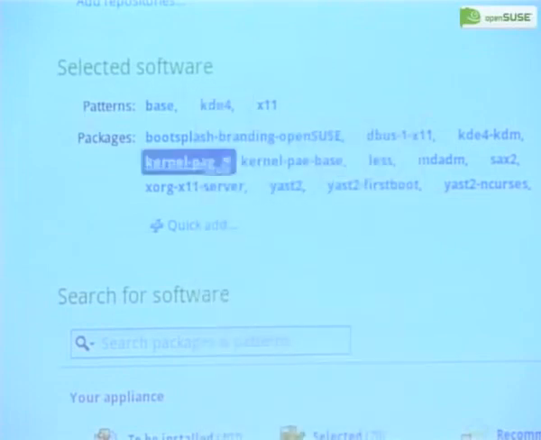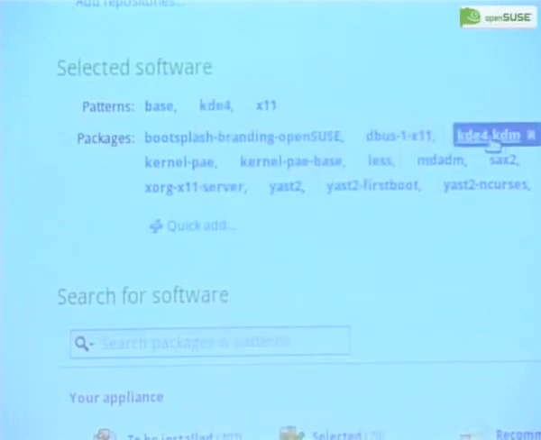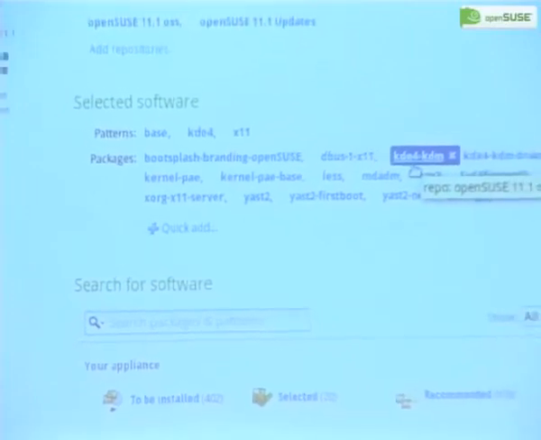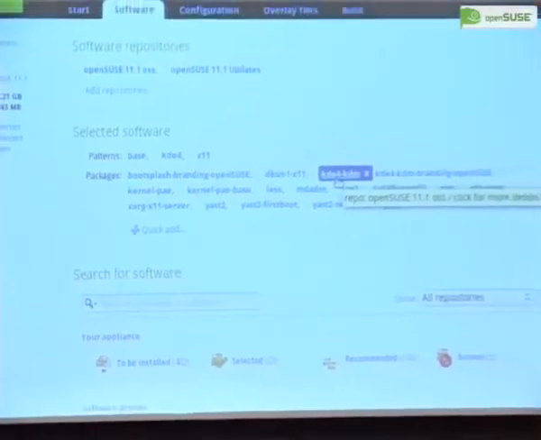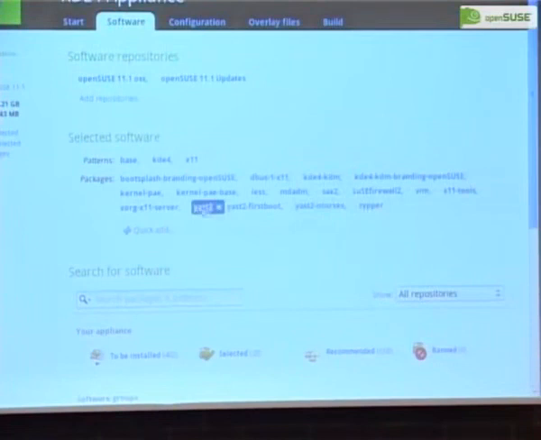Apart from the patterns, we have some basic packages that get installed as well, for example KDM as a login manager. If you want to remove software, you just click the X button here, and it gets removed. And then you usually get instant feedback of what just happened on the sidebar. I'll show that in a bit as well. So I just removed the YaST2 package.